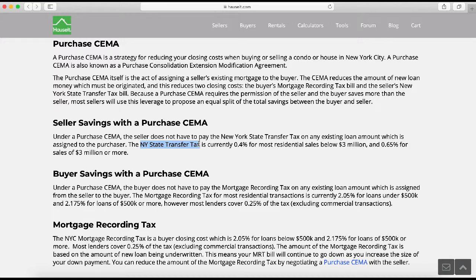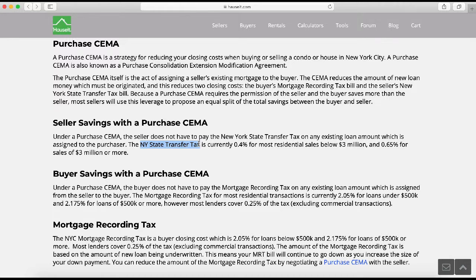the buyer. So just to summarize, using a purchase CEMA, the buyer can save around 2% and the seller saves around, say, 0.5% on average. Clearly the buyer is saving way more than the seller. But it's not that simple, because the buyer can't just do it without the approval of the seller. And the seller is certainly not going to agree to something which disproportionately benefits the buyer.